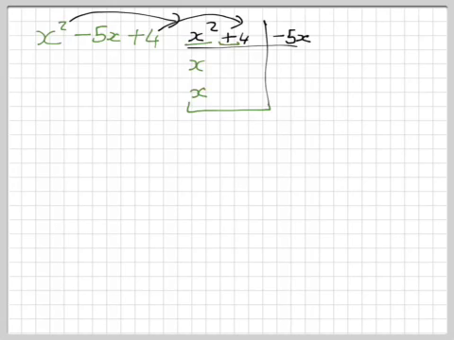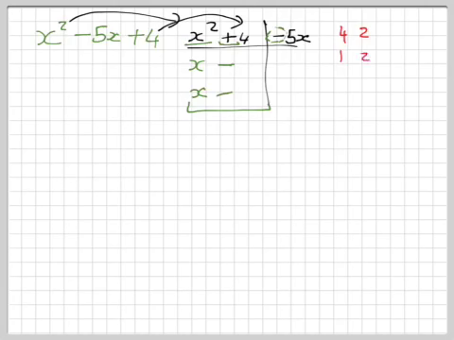What times by what gives me a positive? Well, I can go a positive and a positive, or a negative and a negative. My students always ask me, but sir, how do I know? Well, this negative here at the end is a good indication that I'm going to rather use a negative times by a negative than a positive times by a positive. But let's quickly have a look. What are the factor pairs of 4? I can go 4 and 1 or 2 and 2.